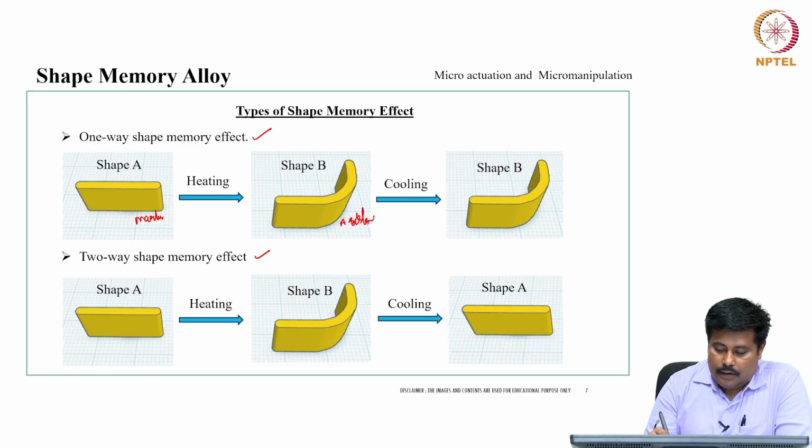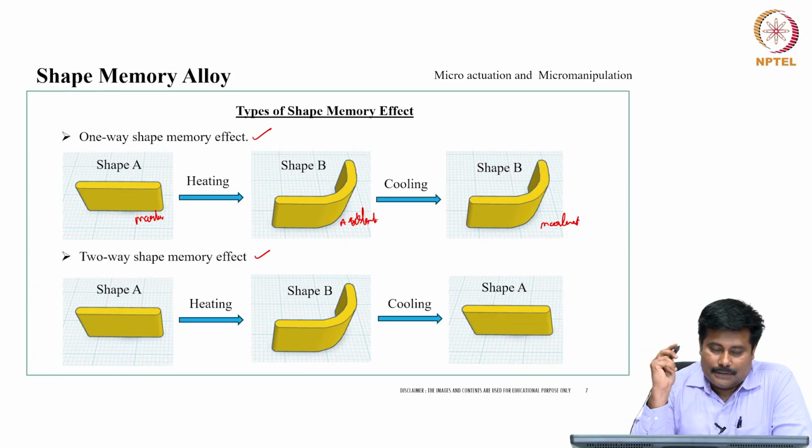Austenite, martensite. That is, it won't come back to its original shape. So it's a kind of one-time deformation which happens.